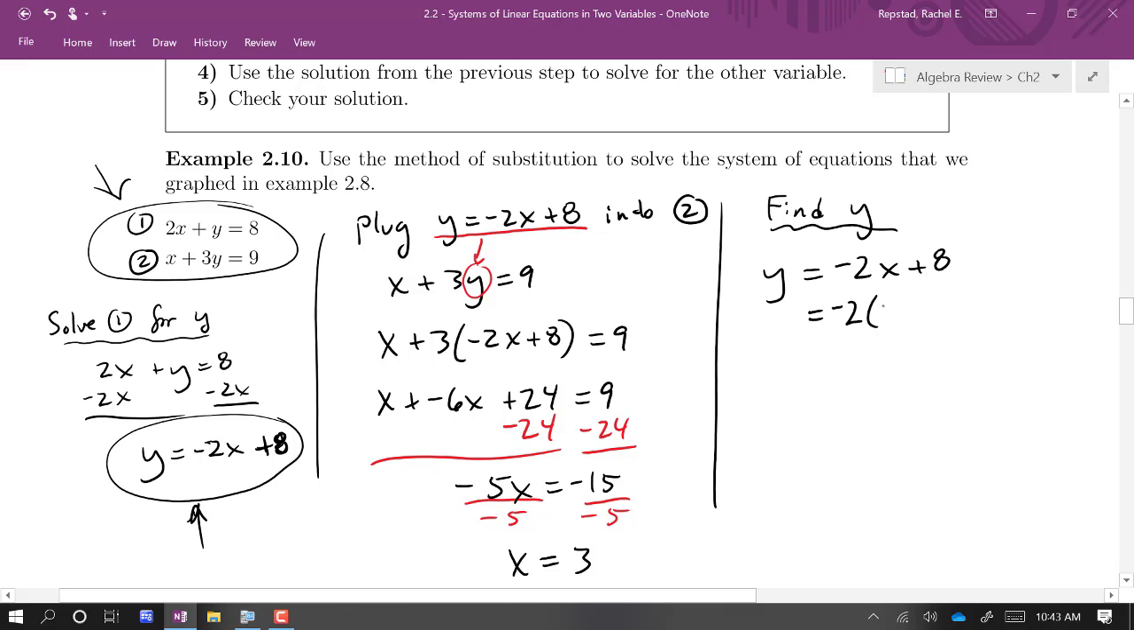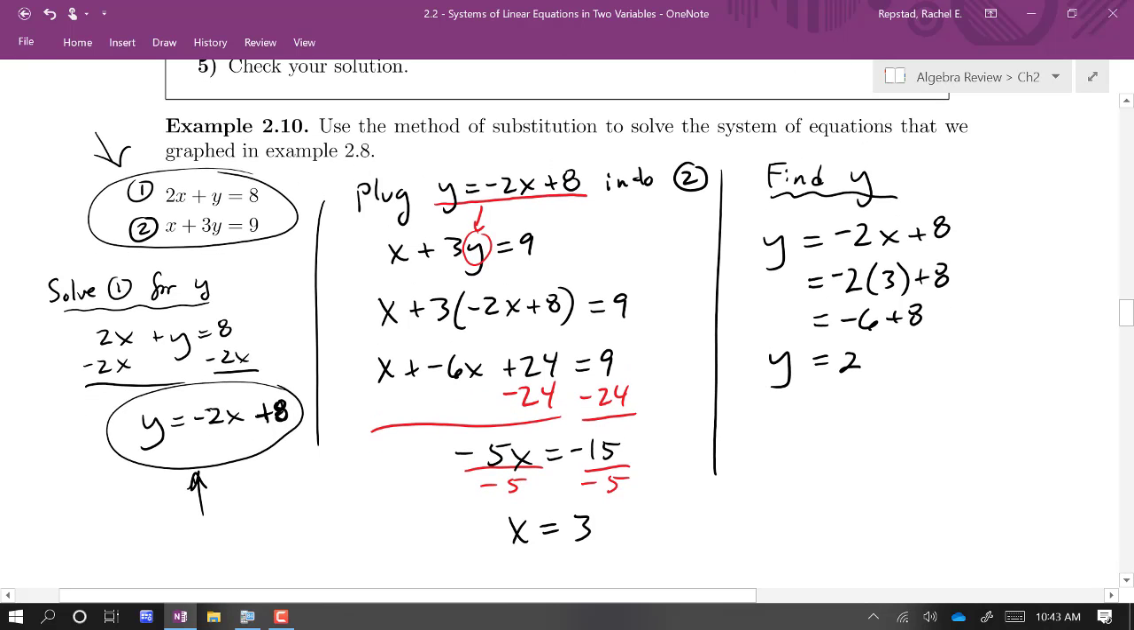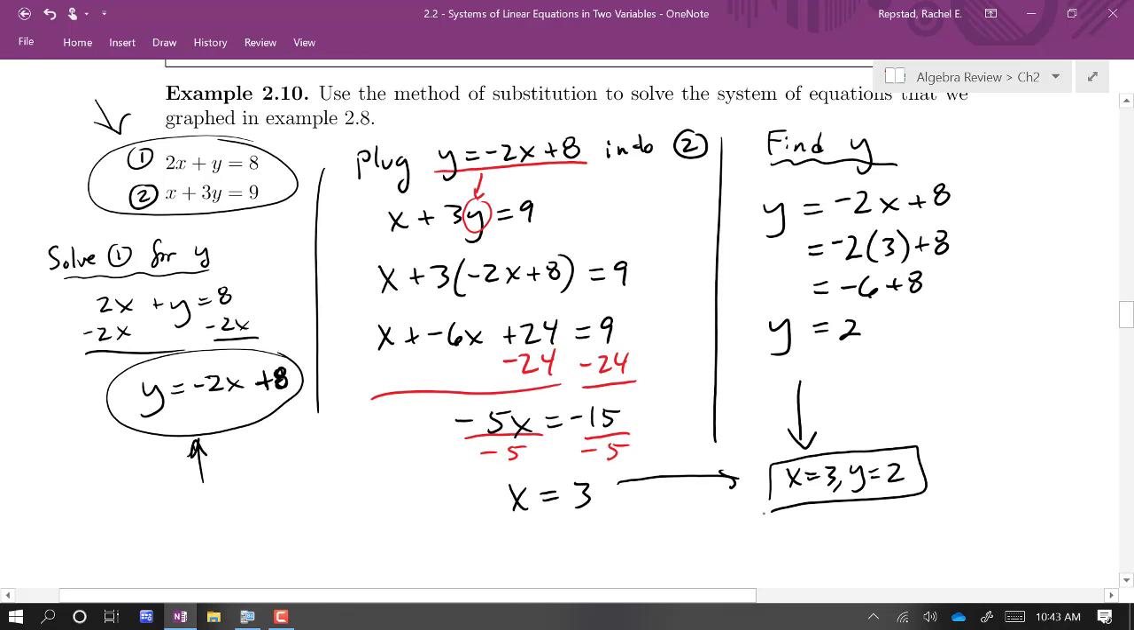So negative 2 times 3 plus 8, negative 6 plus 8, or 2. And now the solution to a system of equations is a pair of values. I don't want to present it as two different solutions. So I'm going to express it as the pair x equals 3, y equals 2 together. You could also give it as a point, (3, 2). Just make sure that x goes first. If you write it as a point, you've got to put the x coordinate first.